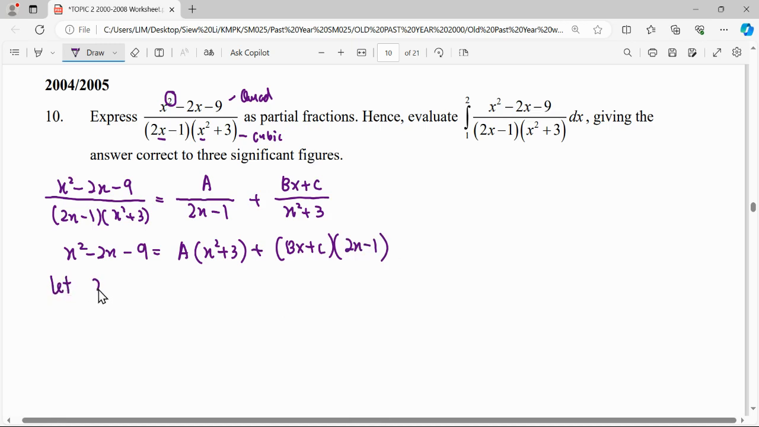x equal to the roots. Let's say our root from this factor is 1 over 2. Then another root we can find is x equals 0. When we have linear bx plus c, we can eliminate b. Then lastly, we can let another value be a random value, let's say x equals 1. So when x equals 1 over 2, we substitute.